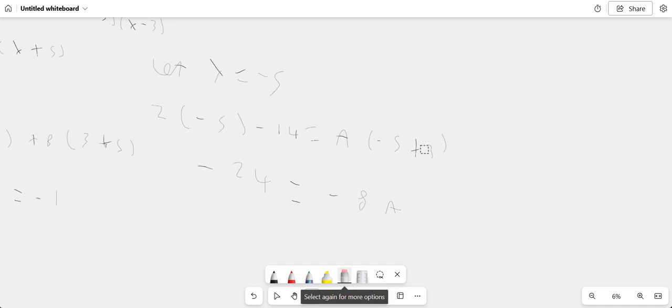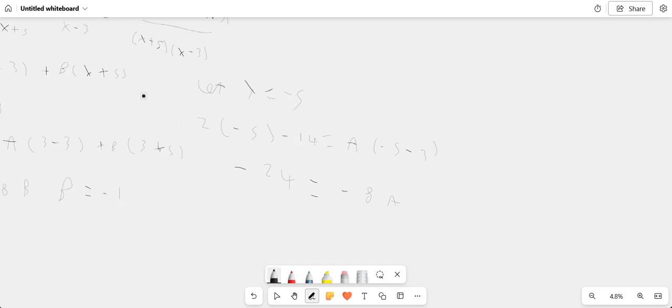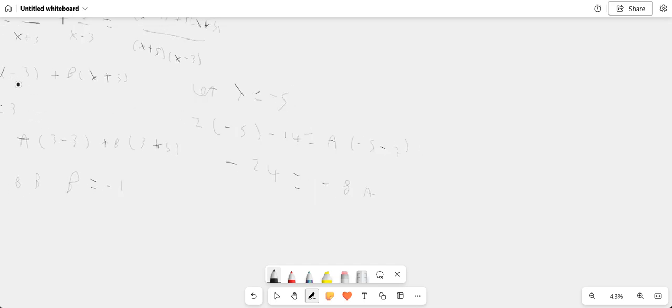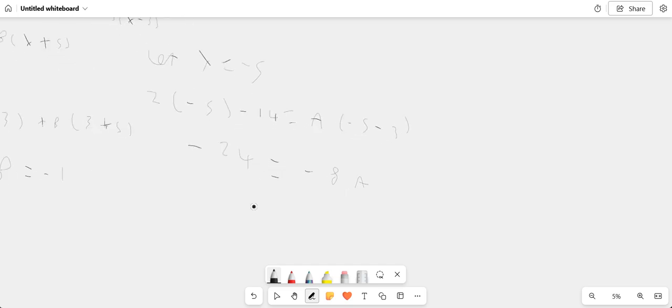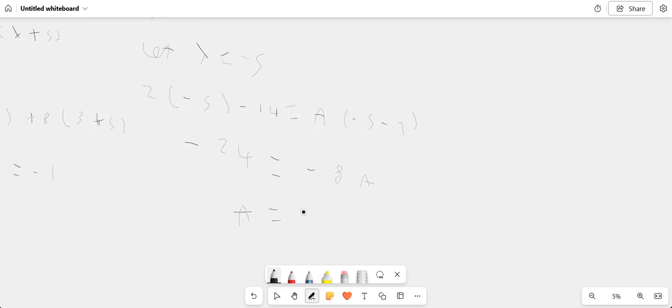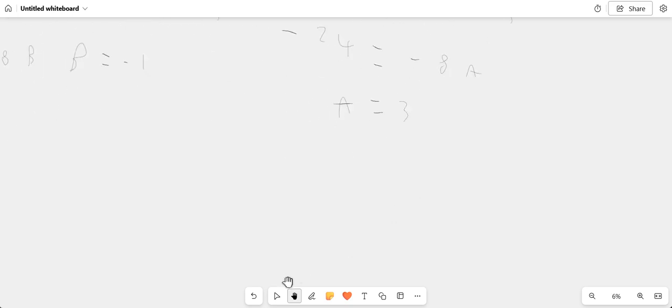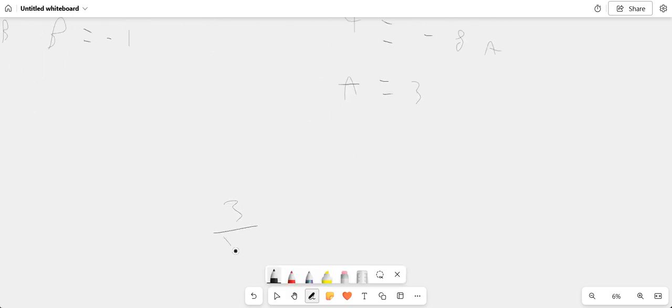This is minus 3, yeah? Don't know why I wrote plus 3. Yeah, because it was x minus 3 for a. Alright, cool. So therefore a is going to be equal to 3, yeah? So you can write that as a final product. It's going to be 3 over x plus 5 minus 1 over x minus 3, yeah? Alright.